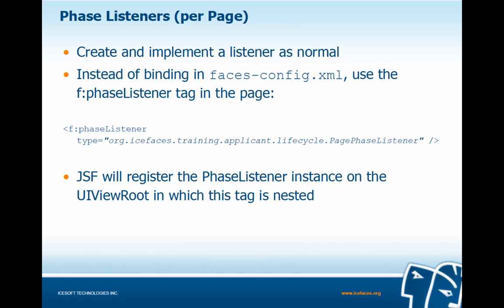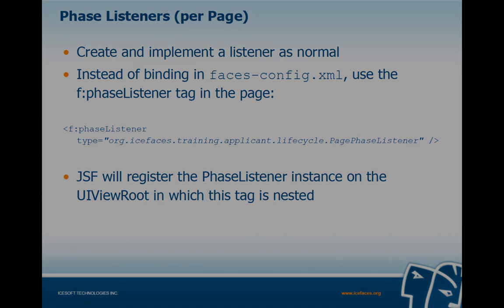To add a phase listener on a per-page basis, we're still going to create and implement a listener as normal, but instead of adding an entry into our faces config, we're going to use the phase listener tag in our page. So here we have the phase listener tag, and we have our page phase listener. JSF will register the phase listener instance on the UI view root in which this tag is nested. And that concludes our lecture on JSF phase listeners.